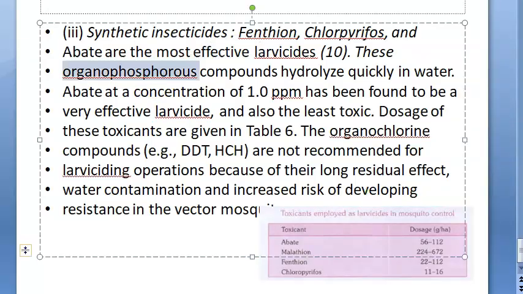Very good. What are these? These are organophosphorus compounds. So if you take it, then it will be poisonous. So be careful. Then abate, etc. So this is the least toxic. Abate has been found to be very effective. It is also least toxic. It is very effective. That's enough for us, right?